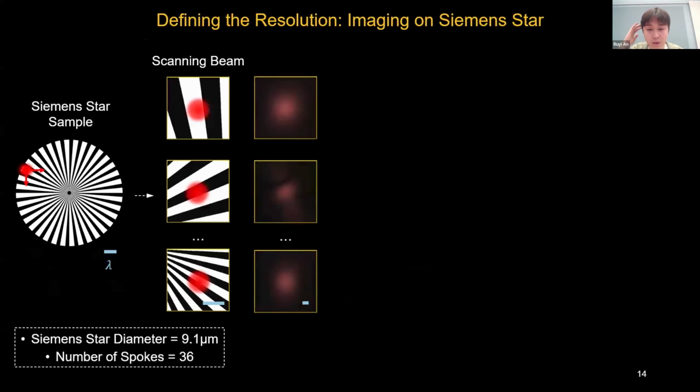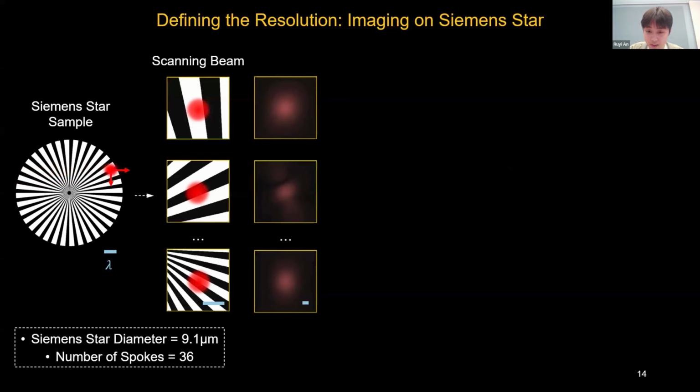And as you might have noticed, we repeatedly use this ring-shaped pattern called a Siemens star throughout our evaluation. And why is that? The Siemens star is a well-established resolution test pattern in optics. It contains many radially arranged spokes that get progressively closer as we approach the center of the circle. As you move inwards, the spatial frequency increases, which requires higher resolution to see them clearly.